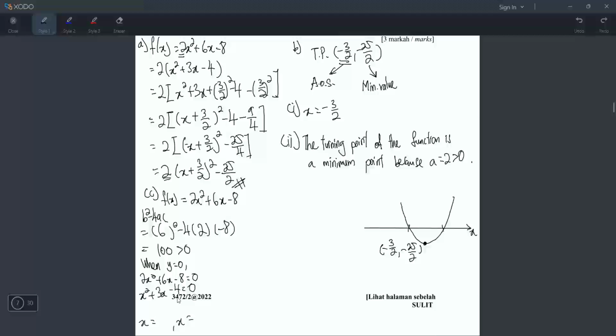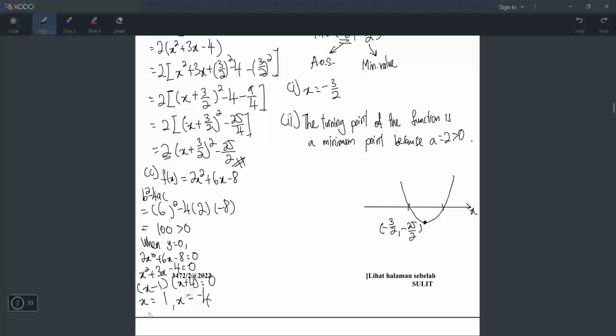So mode EQN degree 2. Okay, the A is 1, the B is 3, the C is -4. So the calculator gives me 1 and -4 for my answer. So 1 and -4. Of course, you have to reverse the sign. X minus 1, x plus 4 equals 0. So now we have two values of x.